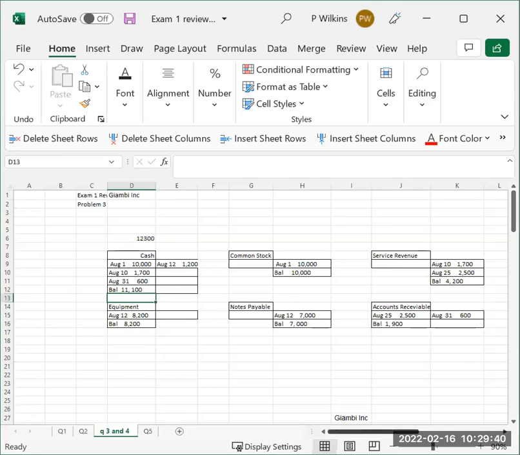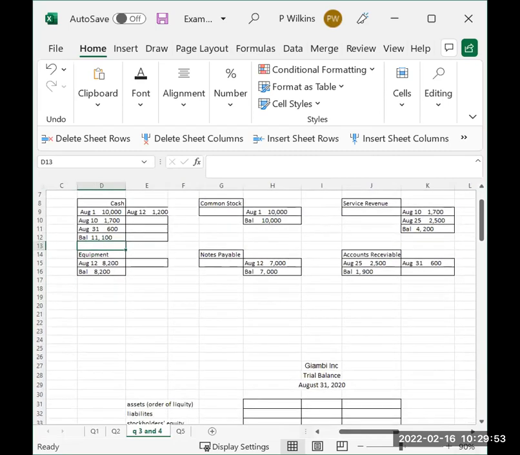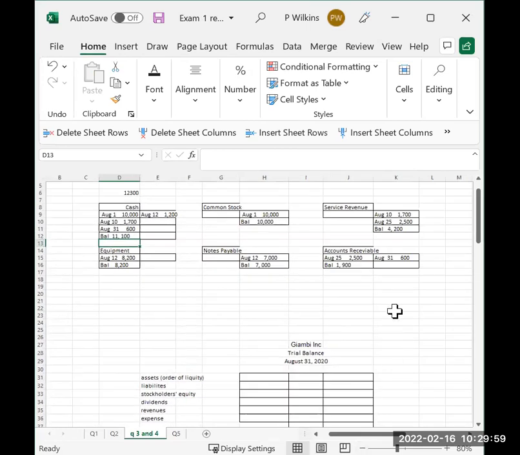Now we can move on to problem 4, which is using the T account information from question 3 to prepare a trial balance. So the trial balance is down below here. Let me move this over and go down. Okay, make that a little smaller so we can see it. The trial balance goes in a specific order, and I've got the order listed here. You'll want to make sure that you have the order listed. The top of this statement says the name of the company, Giambi Incorporated. It's called the trial balance, and the date is August 31st, 2020.